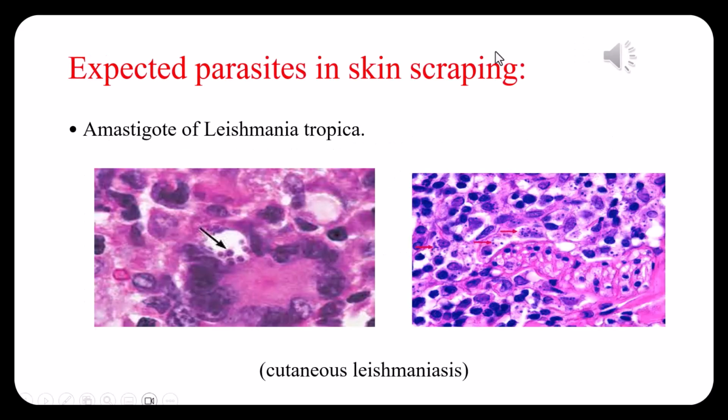So what is the skin scrub? There is an example of the skin scrub for Leishmania, the amastigote of Leishmania tropica, which infects the skin, and by scrubbing you can diagnose it. As you can see here, the skin infected with Leishmania, at this arrow in the picture, you can focus on it, and now there is an amastigote of Leishmania tropica.